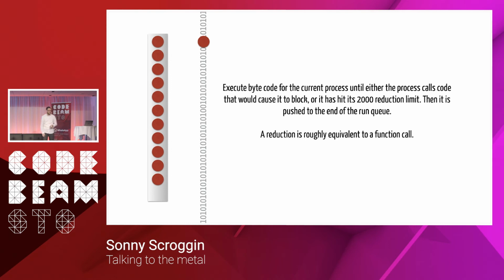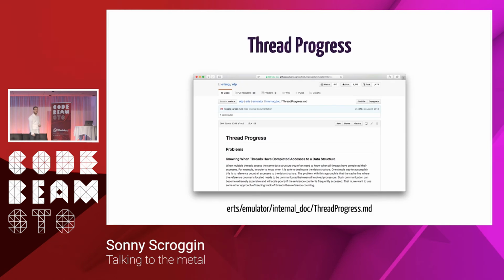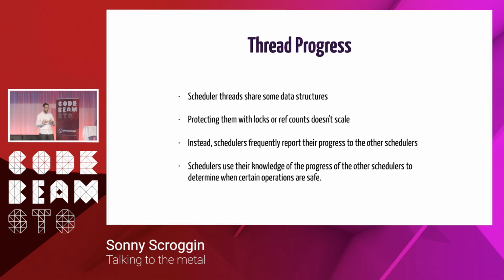All right, so there's also an interesting document in the Erlang OTP repo. If you can make a note of the path on the Erlang OTP repo, it's called thread progress. I still need to keep reading it many more times because it's pretty interesting and hairy. But essentially, thread progress is, in a nutshell, the schedulers share some data structures, and they protect them without locks or ref counts, because that option wouldn't scale very well for the VM.